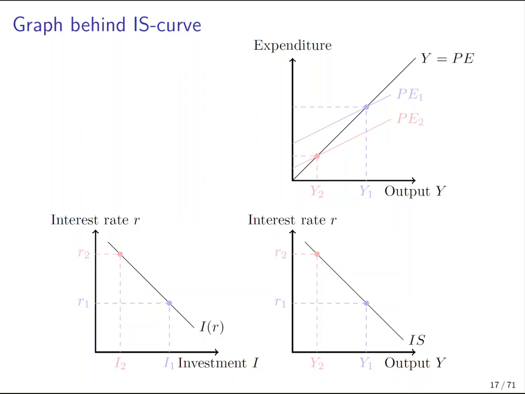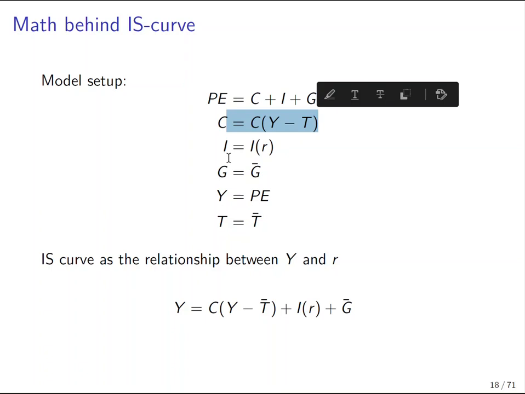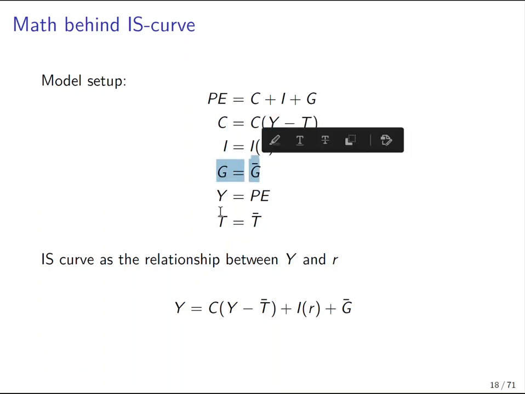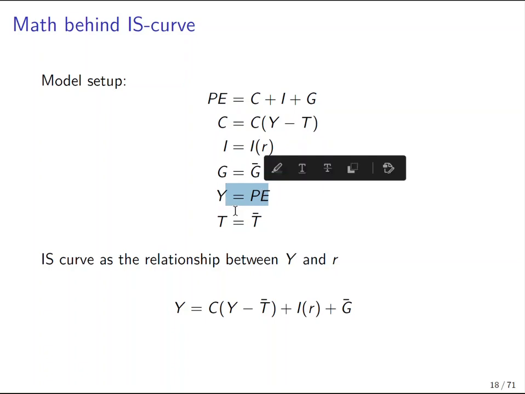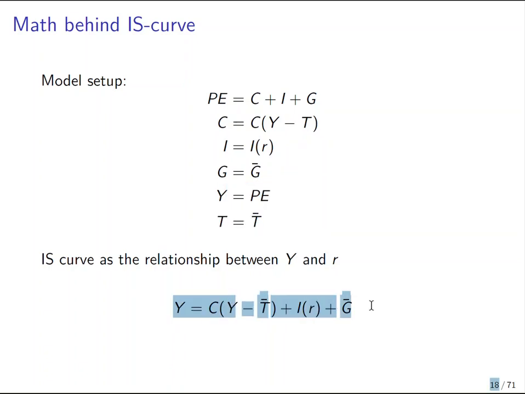Okay. So if you want to know more of the math, it's this formula, right? Expenditure is equal to C plus I plus G, and C is based on disposable income, investment is based on interest rate, government spending is fixed, and output equals expenditure, tax is constant, right? So that's why we have this, the Keynesian cross.